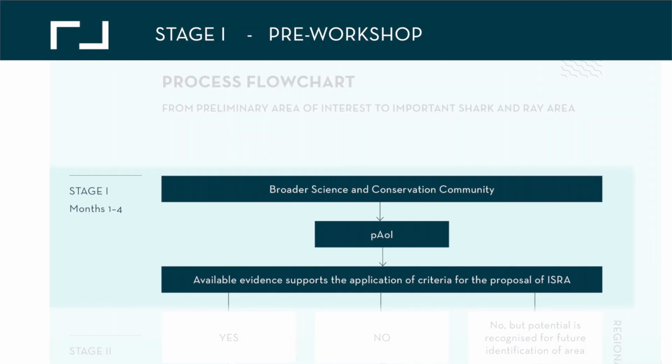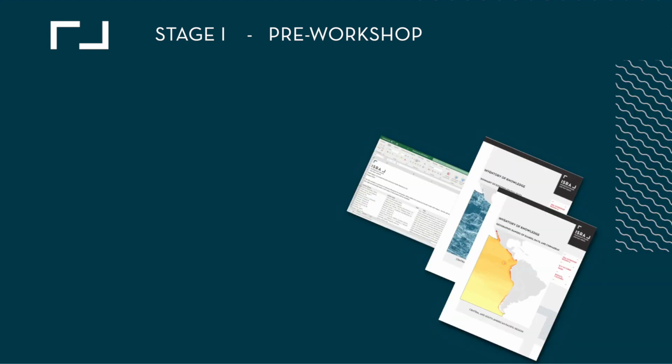Stage 1 is the pre-workshop preparation stage. A few months before the event, workshop invitations are extended to regional members of the IUCN Species Survival Commission Shark Specialist Group, and non-members who have knowledge and expertise useful for the identification of ISRAs can assess the evidence and apply the ISRA criteria. Before each regional workshop, the ISRA team engage with regional experts to gather sources of information for consideration and assessment, and actively seeks to develop the ISRA Regional Inventory of Knowledge.